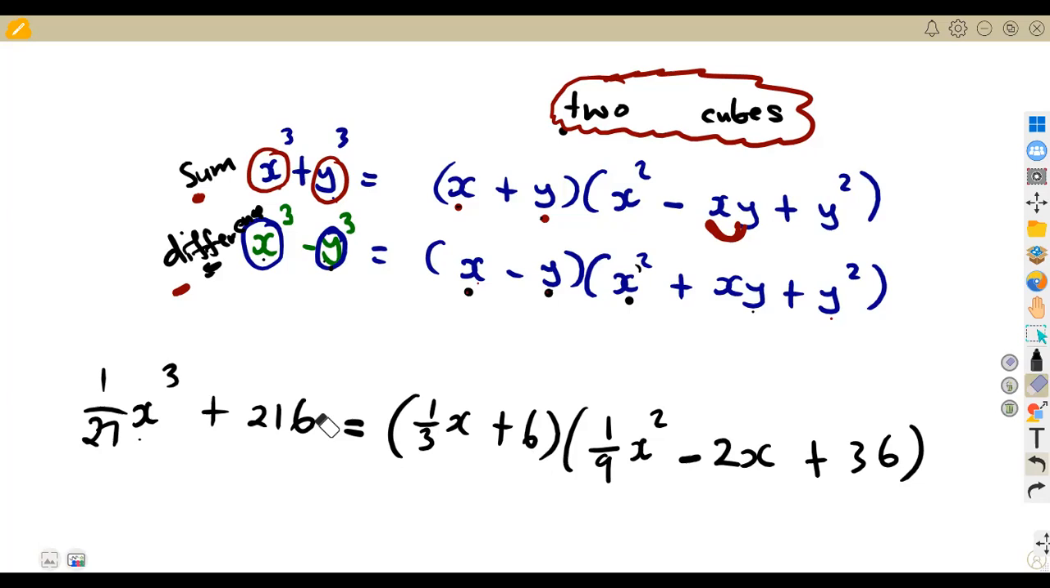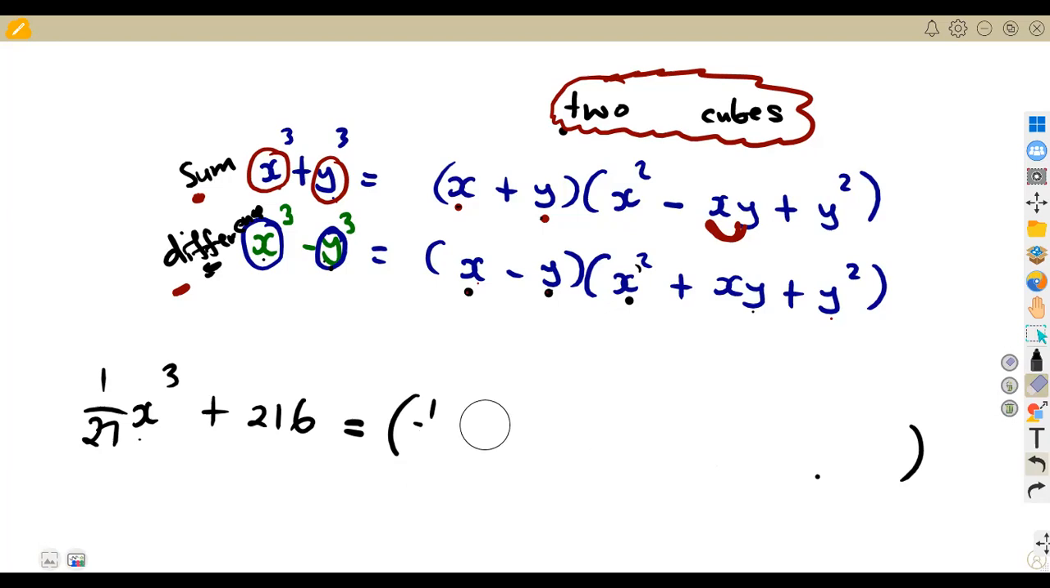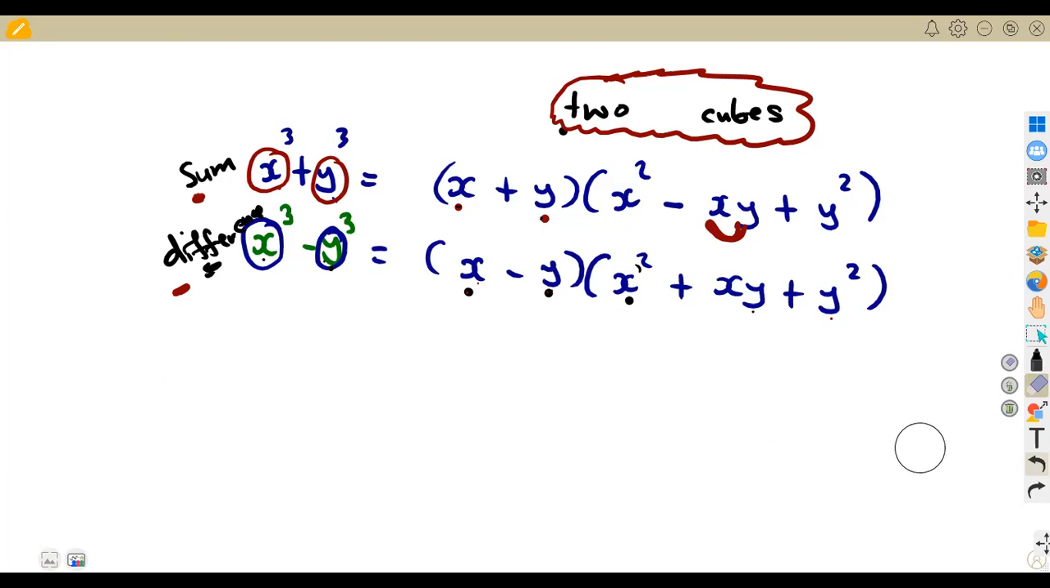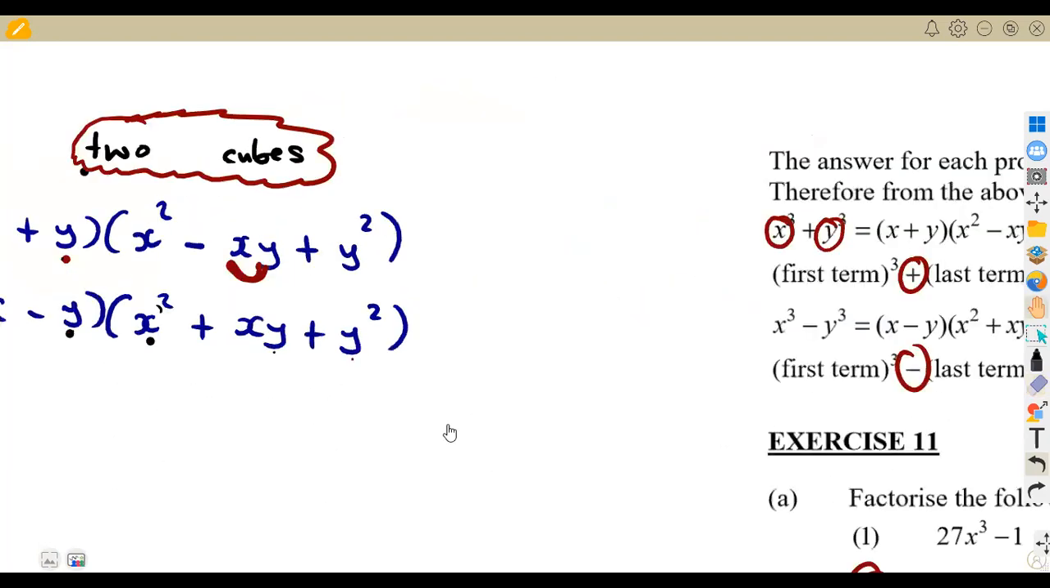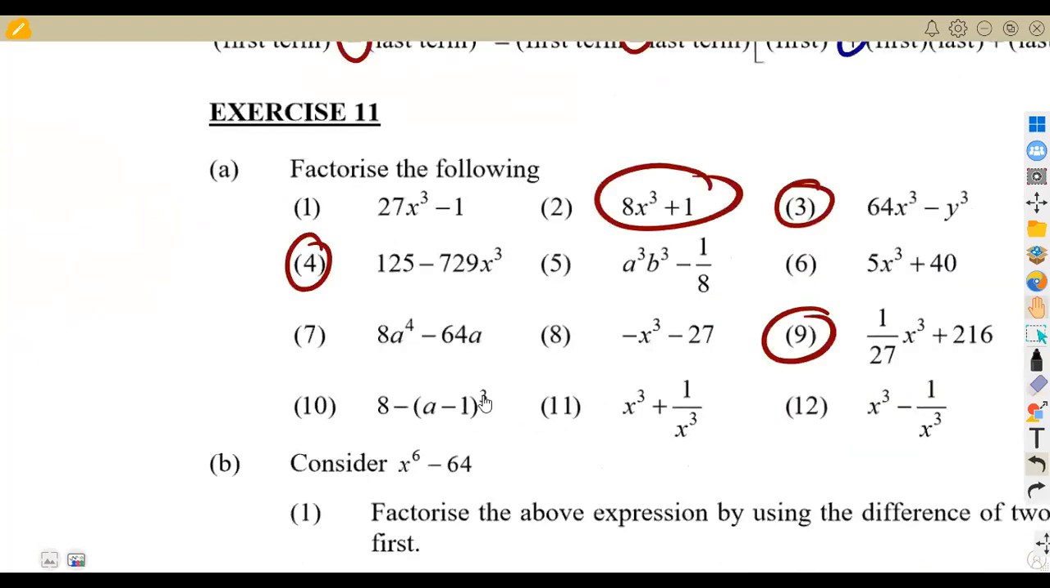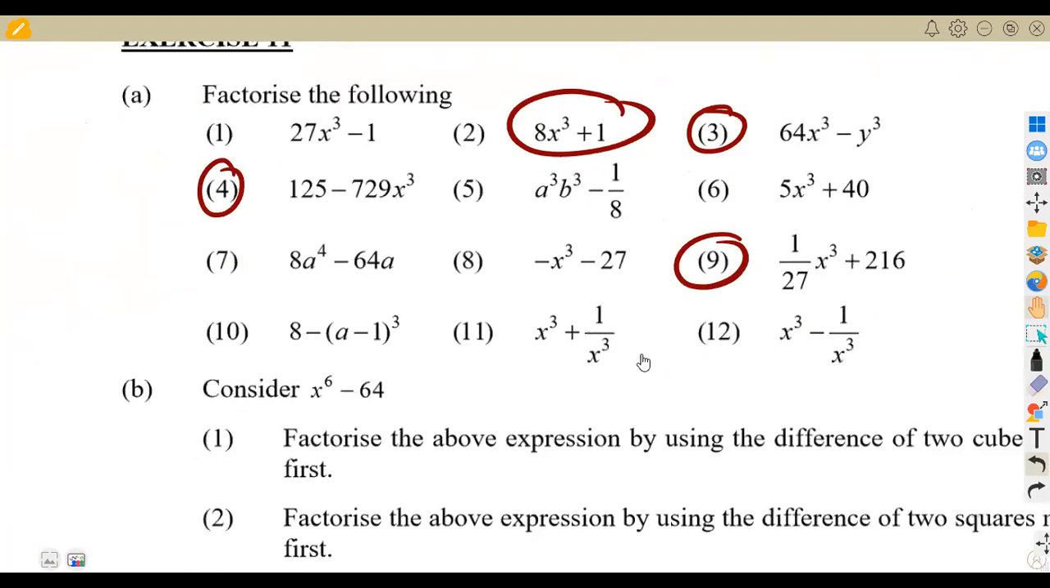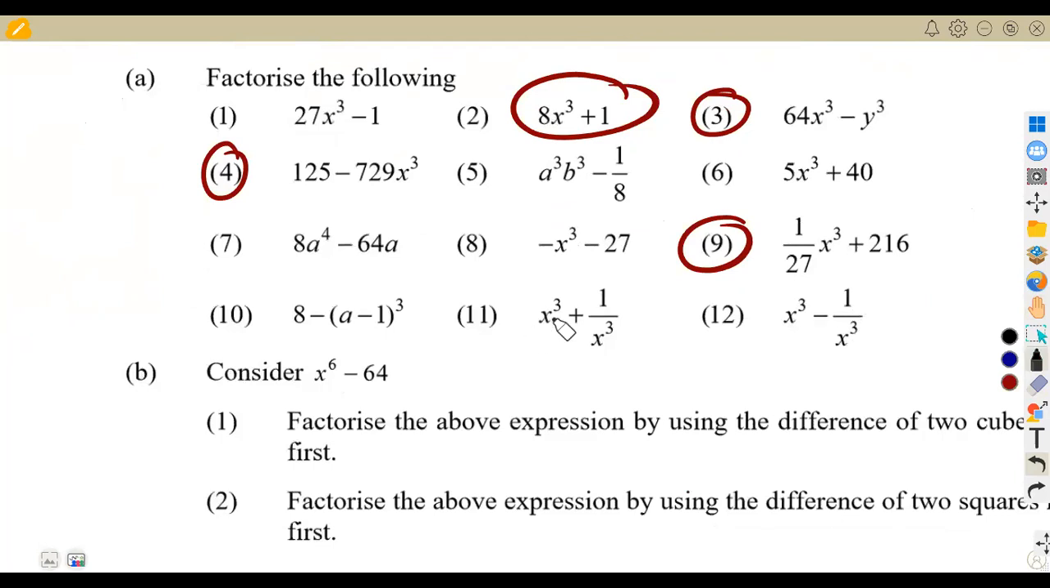Like I said, they are going to test you with fractions. They're going to test you with brackets. They are going to test you with a lot of things. What you just need is this understanding. So I want you to try as many questions as you can. Try the fractions here, number 11.